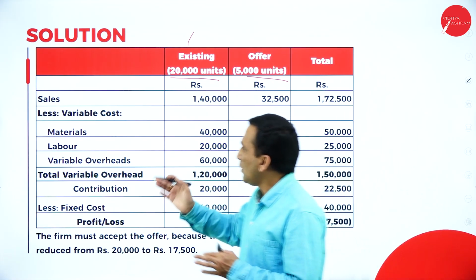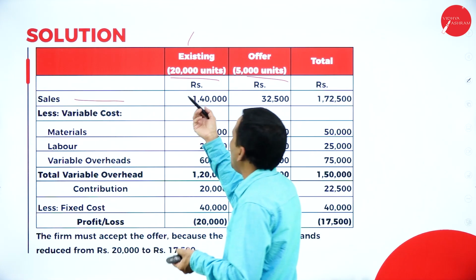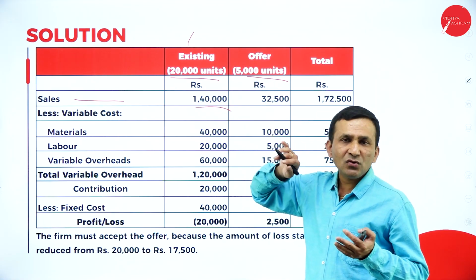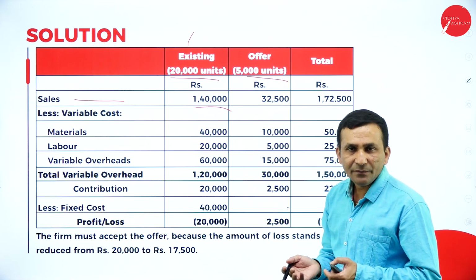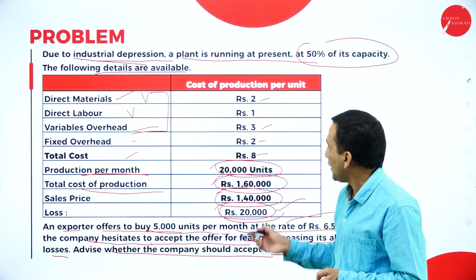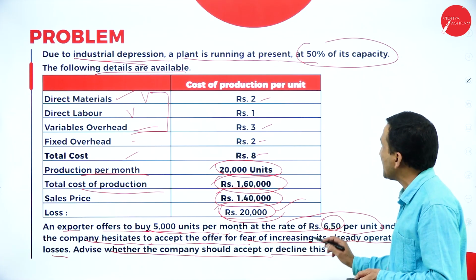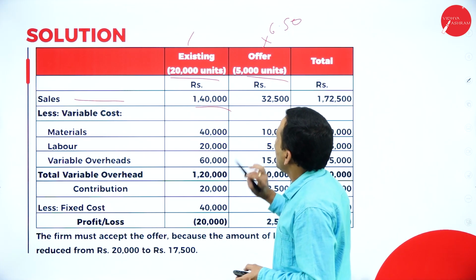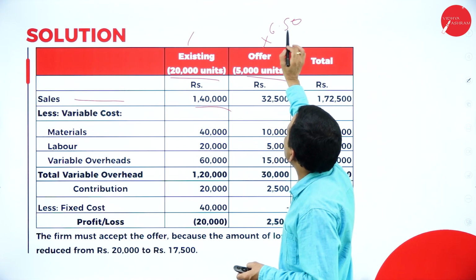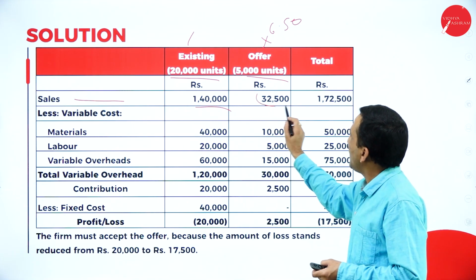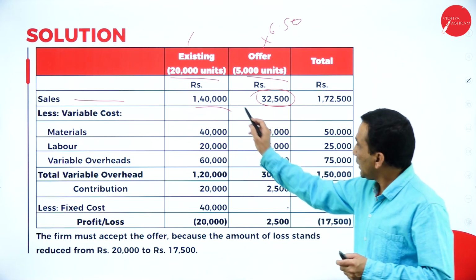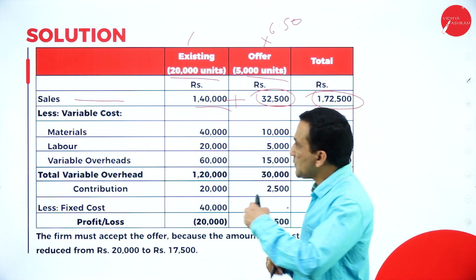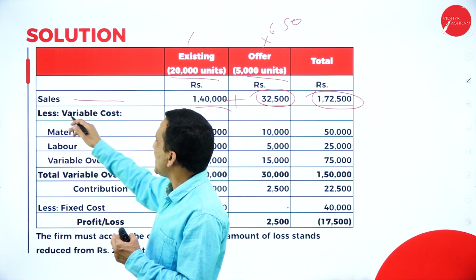So the marginal statement: the sales value is given directly in the question as 1,40,000. But when you accept the 5,000 units, you are charging 6 rupees 50 paise, so we need to multiply by 6.50. For 5,000 units the sales value is 32,500. Now if you add the total together, we get 1,72,500. From the sales, we need to subtract the variable cost.